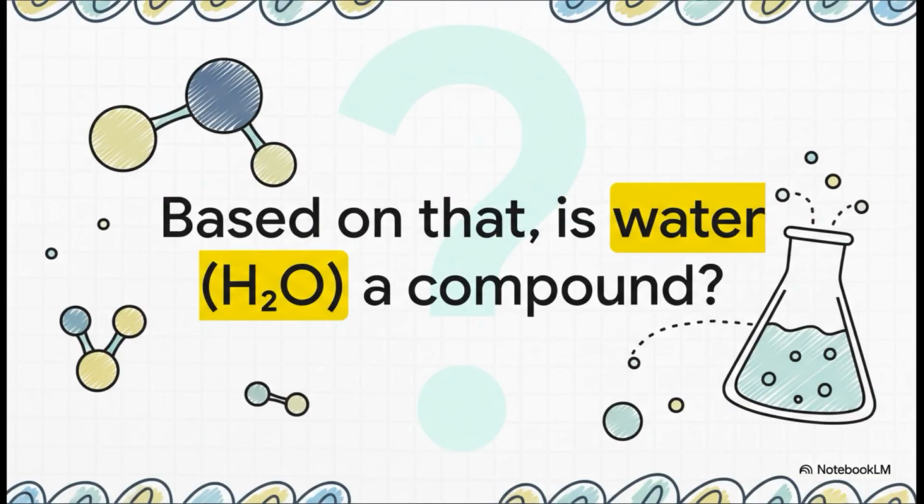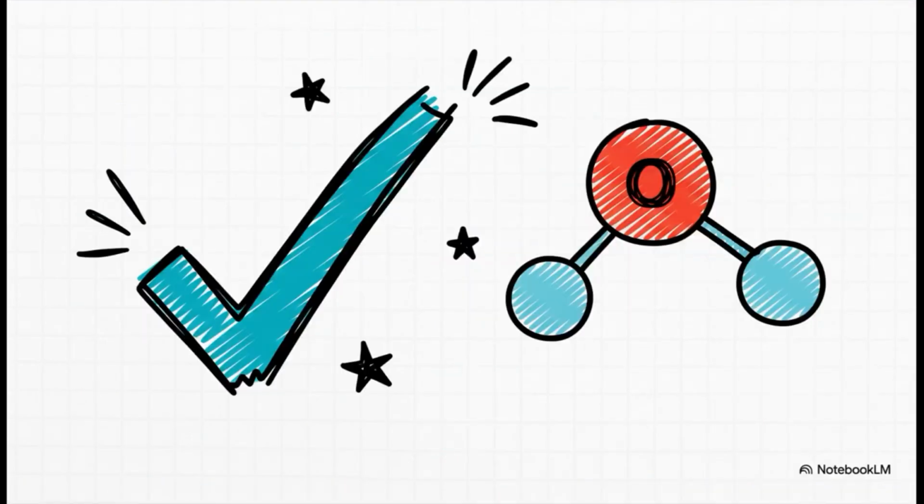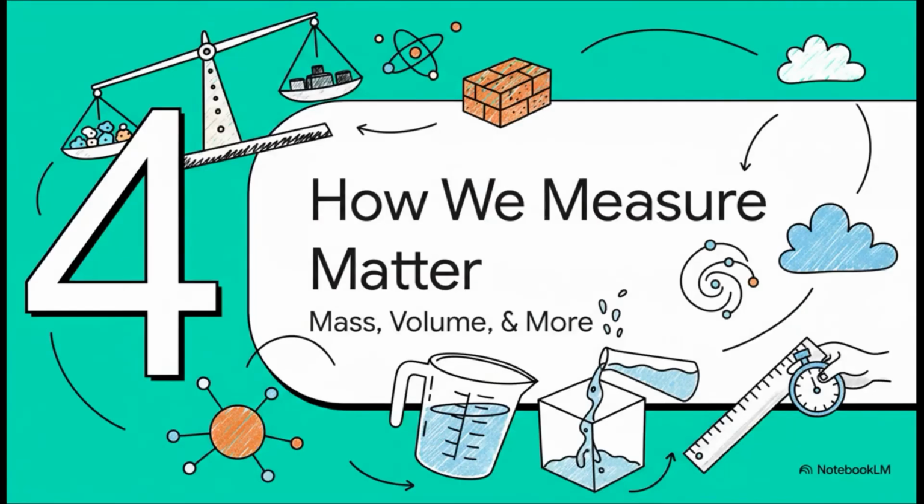Okay, one more quick check to make sure we're all on the same page. Think about water, H2O. Based on what we just said, would you call that a compound? Yes, you nailed it. It's absolutely a compound. Why? Because it's made of two different elements, hydrogen and oxygen stuck together. That's the definition right there. Awesome. So, we've gone from the biggest idea of matter all the way down to the tiniest atoms.